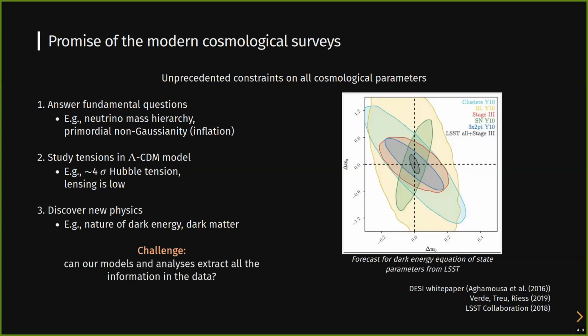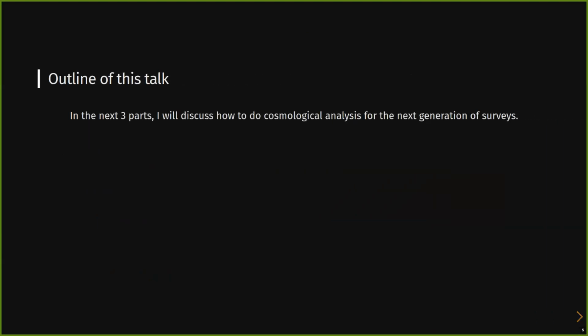But all of that rests on the assumption that we have the models and analytic capabilities to actually use the information that is available in this high precision data and answer fundamental questions with that. And that is basically the outline of my talk. So in the next half an hour or so, I would like to, in 3 parts, discuss how I think we should be doing cosmological analysis for the next generation of surveys. In the first part, I'll basically discuss how we currently do this analysis. I'll point out what the limitations are and why we should start thinking about something called forward modeling.